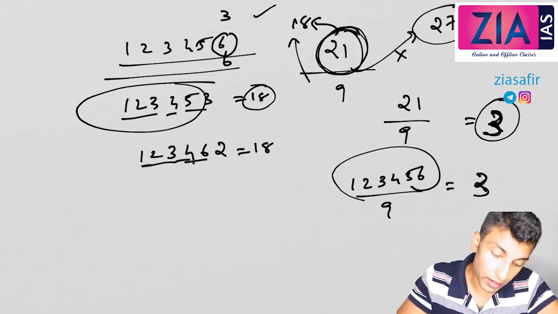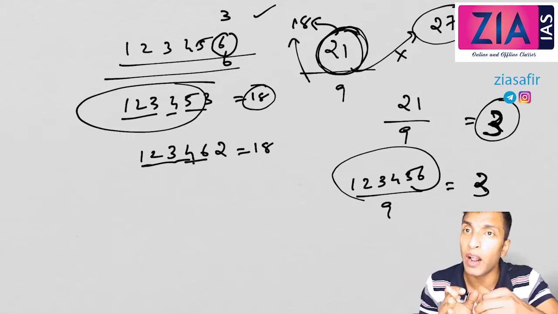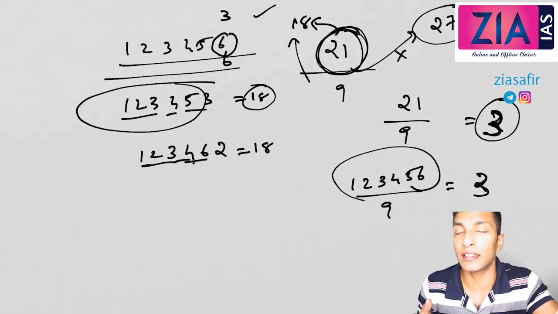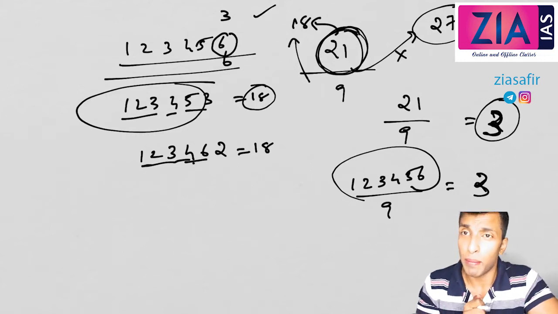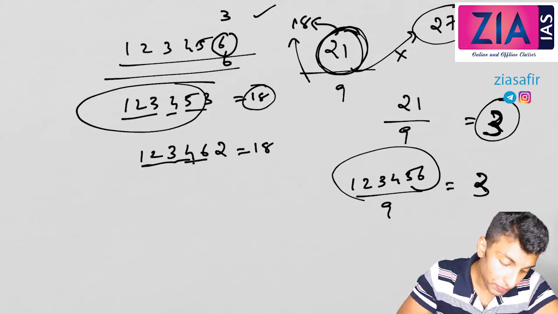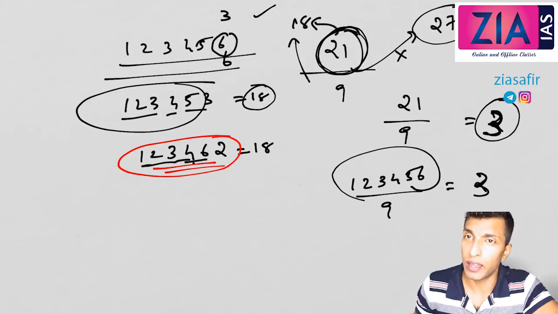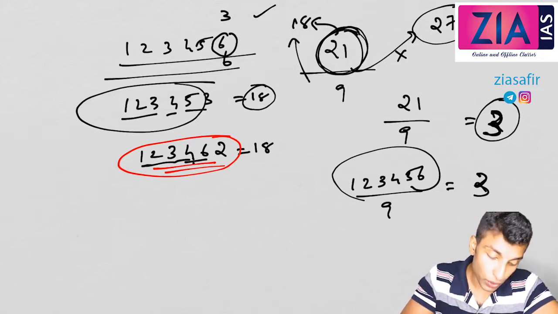Similarly, 3 is the remainder, so to get the next multiple, how much more do you need? 6 more. So add 6. In that way also you can get it. But I'll give you a very good method to get the remainder faster without even dividing. Let's take this number. You take the sum of digits. So you got 18 here.